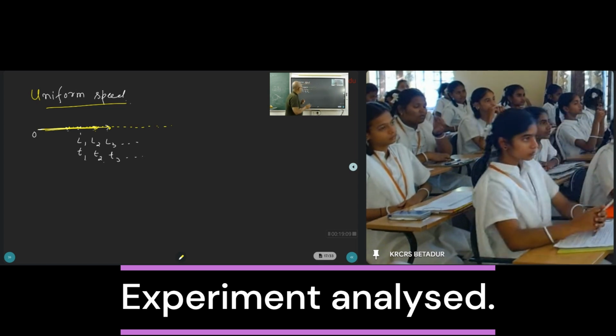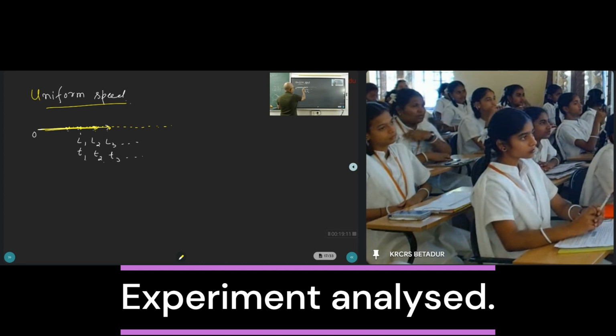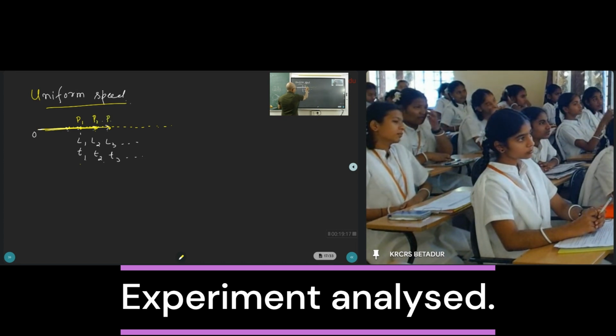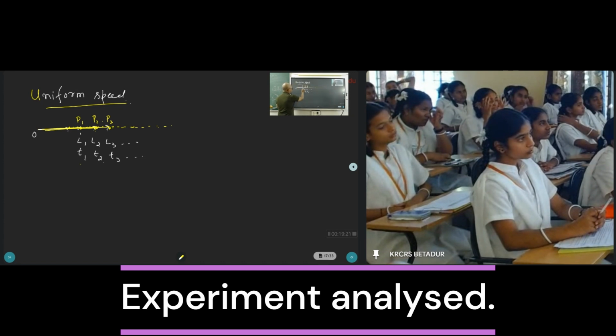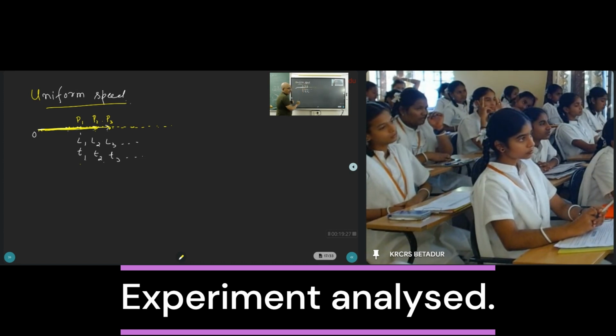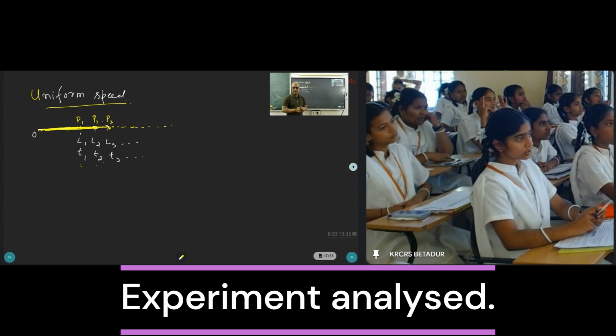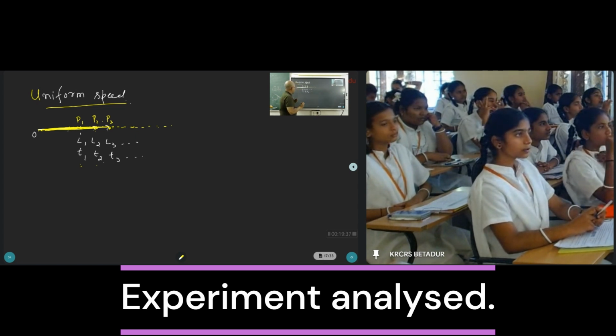So what is this? This is the position of the particle at time t1. This is the position of the particle at time t2. This is the position of the particle at time t3. So on. This position means the distance from here is L1. This position means the distance from here is L2. This position means the distance from here is L3. And the times were t1, t2, t3. Okay? Yes, sir.